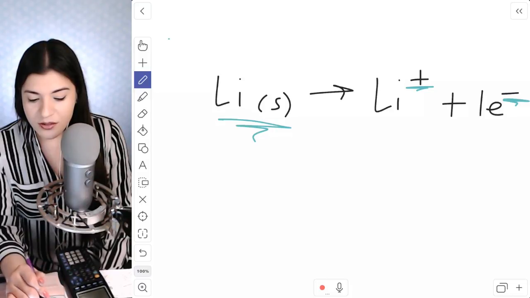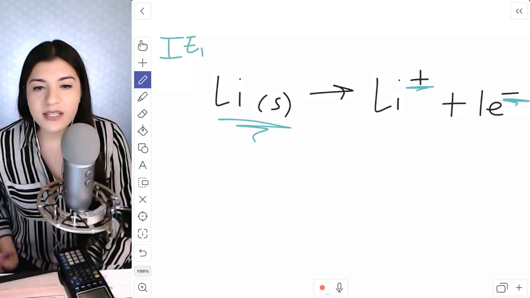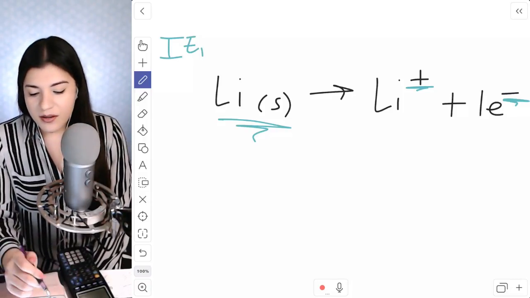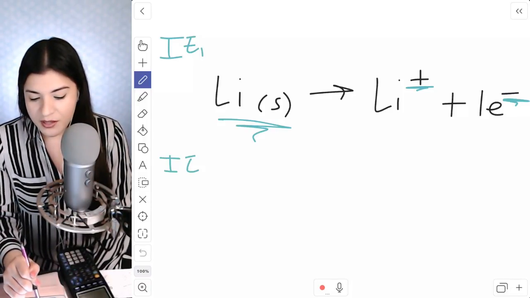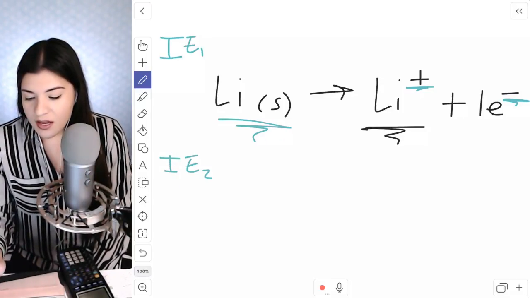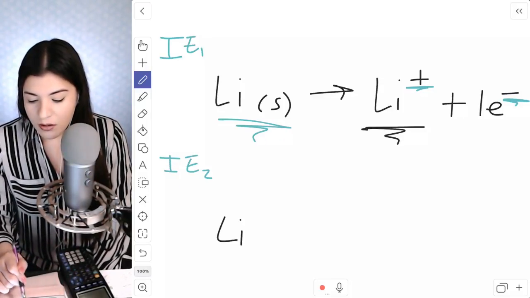So this is just our first, I'm going to say IE1. That just means our first ionization energy. And then I'm going to do this again. Our second ionization energy is now going to take, think of this as what we're going to start off with now.